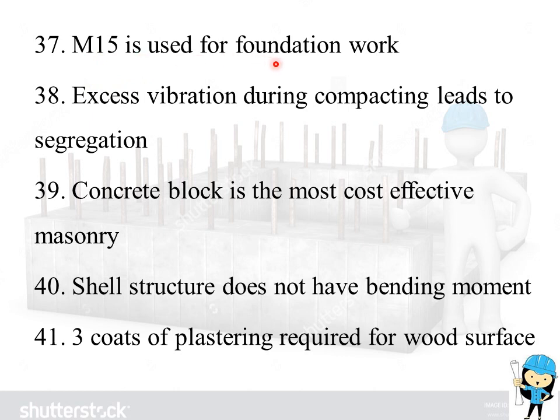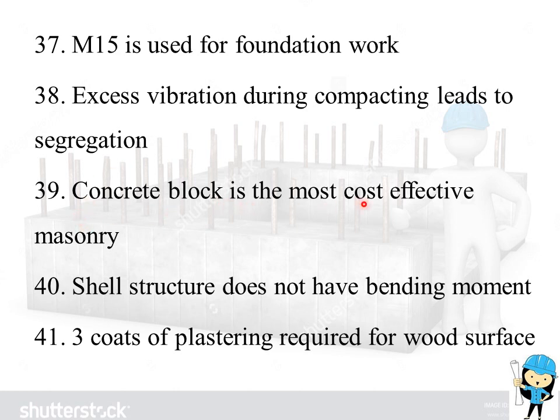M15 is used for foundation work. That is, M15 grade of concrete can be used for all the ground works. So here M represents mix and 15 is the compressive strength of the concrete. Next, excess vibration during compaction leads to segregation. Segregation means separation of coarse aggregate from the mortar.